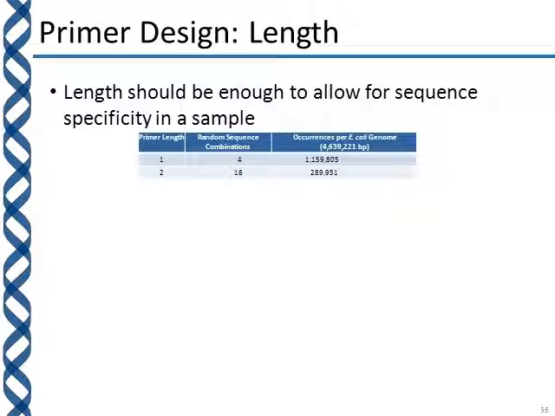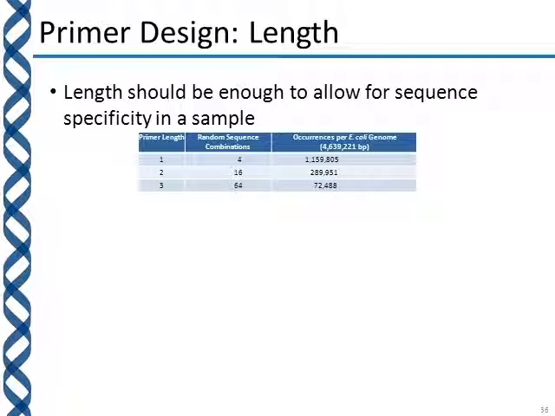So if we look at the second example that we had on the previous slide, where we have a primer length of 2, you have 16 different combinations, and so you would divide the length of the target genome by the number of combinations. So again, if it was randomly distributed, if you pick one of the combinations, say TA, you would expect to find within the genome the letter T followed by the letter A 289,000 times, and so that isn't terribly specific either.